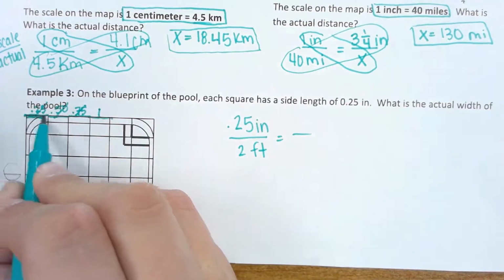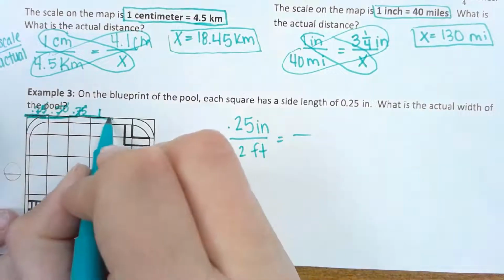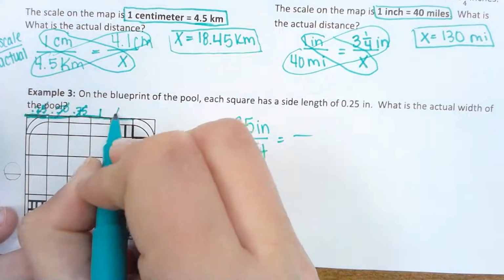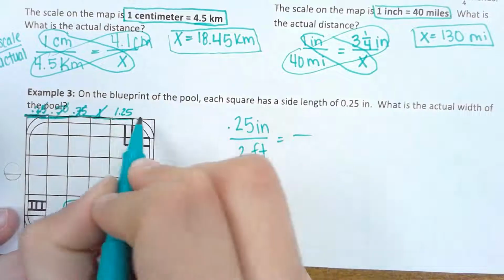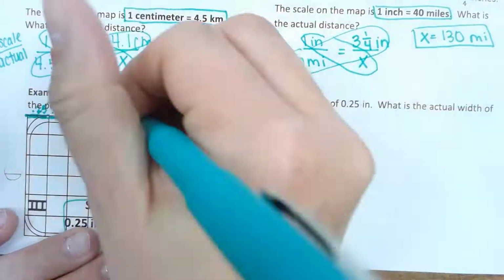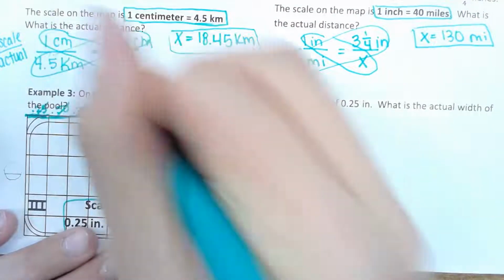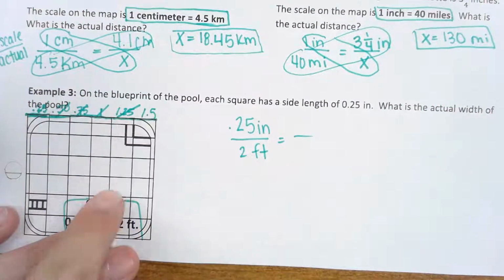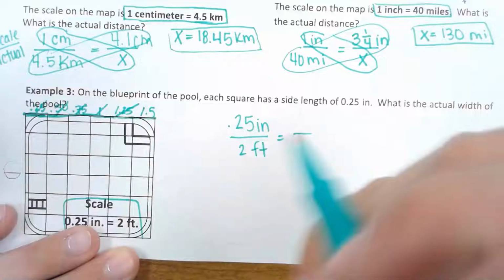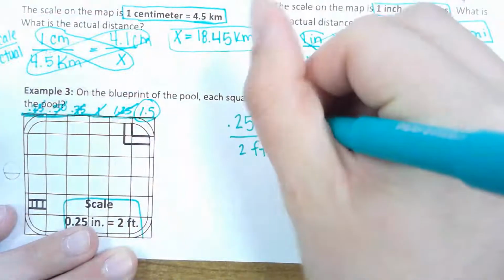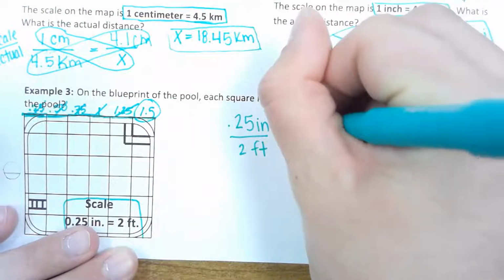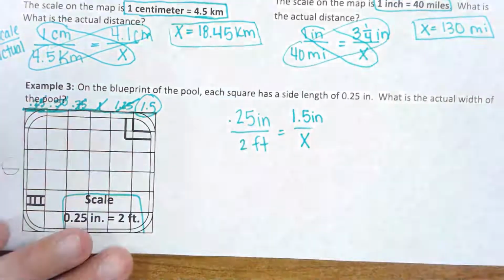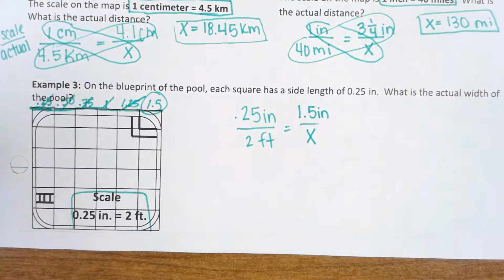So from here to here it's 1 inch. Add on another 0.25, we're now at 1.25. And then add on one more 0.25 and we're at 1.5. So the distance of the pool on the map is 1.5 inches. That's the number that I'm going to use in my proportion. So 1.5 inches over x, which is what we're trying to find.